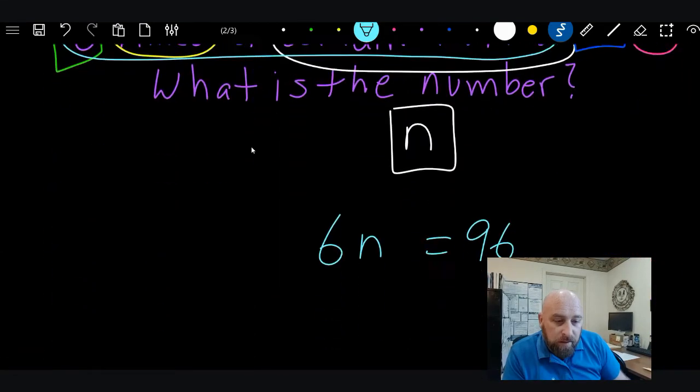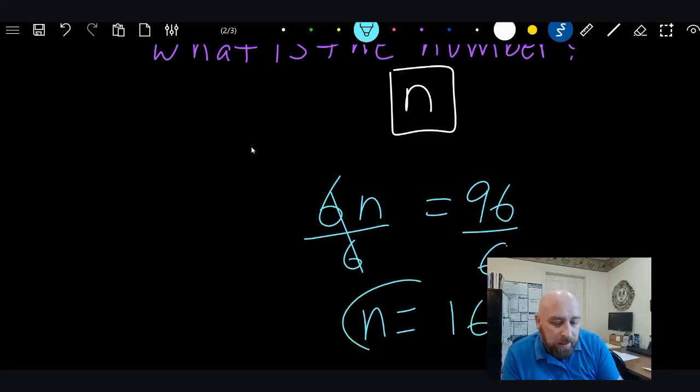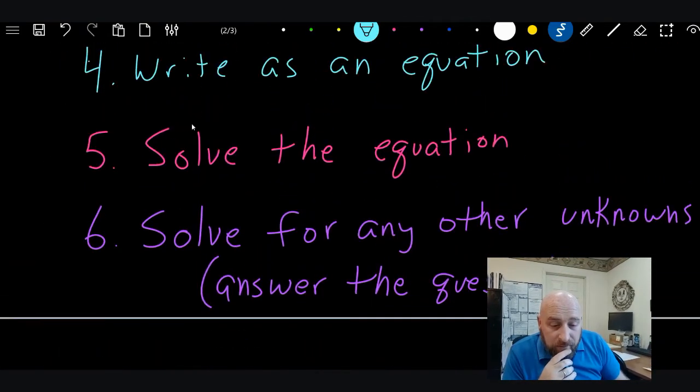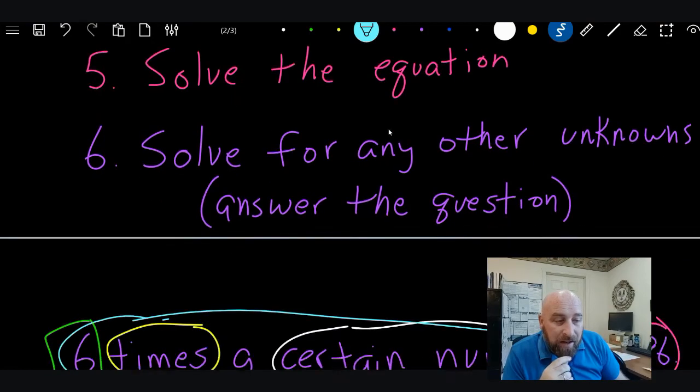So let's go ahead and solve that thing. And basically all we have to do is divide both of these by 6. We're going to get n equals, and that goes in 36, 6 times. N equals 6. So that gives us our answer. That was solve the equation. And number 6, solve for any other unknowns.